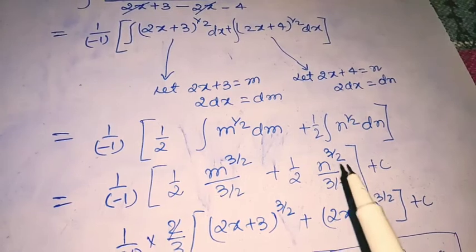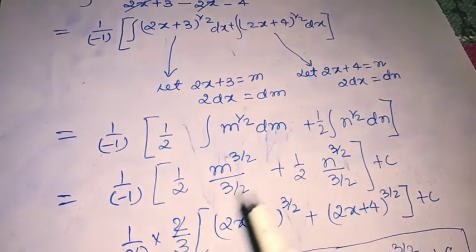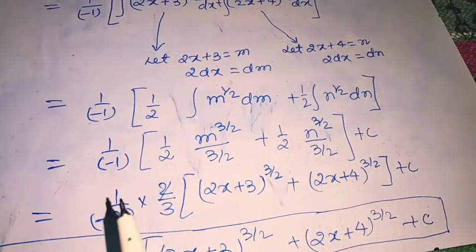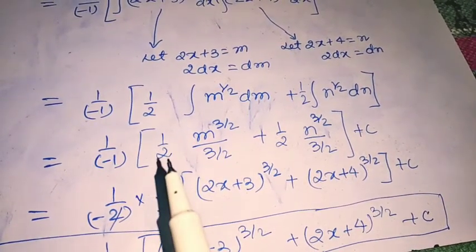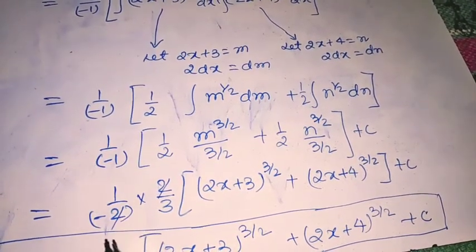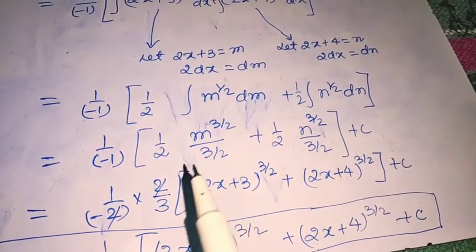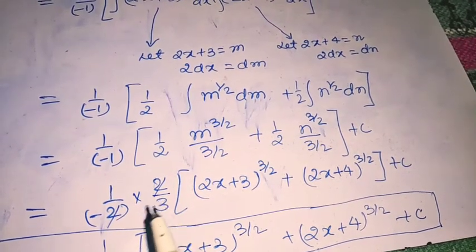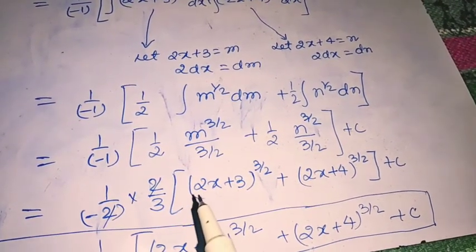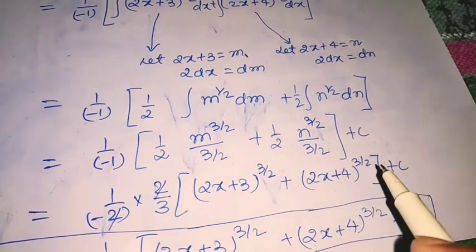Now you can see while integrating both the terms we get this. We will put the value of m and n. We can take 1 upon 2 common, so it will be 1 upon 2. If you multiply by minus 1, it will be minus 2. Also this 3 upon 2 can be written as 2 upon 3 here. We have taken both 2 upon 3 common, so it will be (2x plus 3) whole raised to the power 3 upon 2 plus (2x plus 4) whole raised to the power 3 upon 2 plus c.